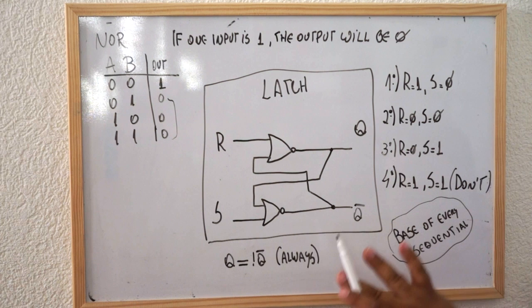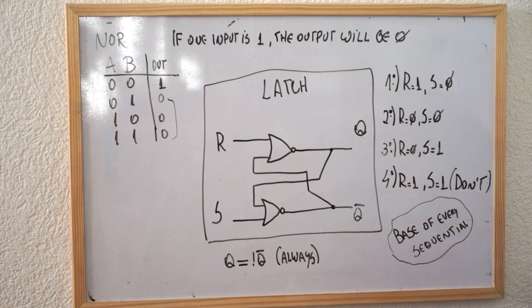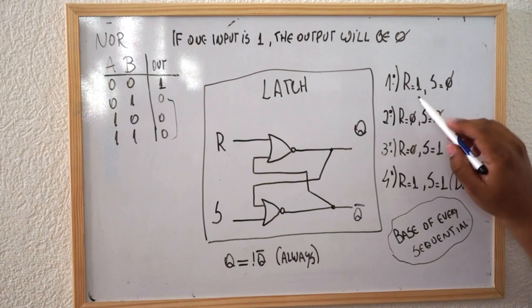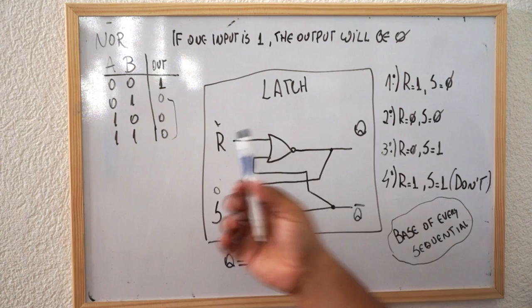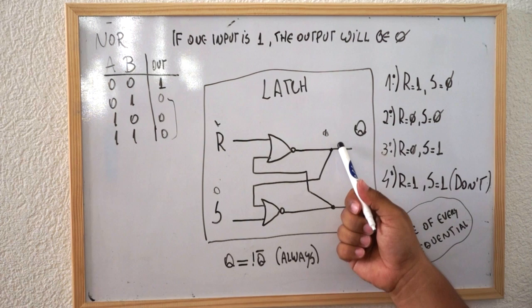The latch has just one condition: Q and Q bar always need to be inverted relative to each other. Okay, so let's start looking at this circuit. If we put R equals 1 and S equals 0, what will happen? As we said, if any of these signals is 1, the output will be 0. And in this case, if this is 0, the 0 will come here, and 0 with 0 is 1.